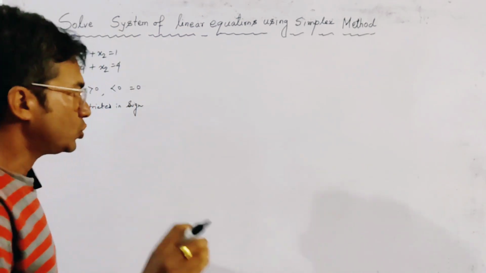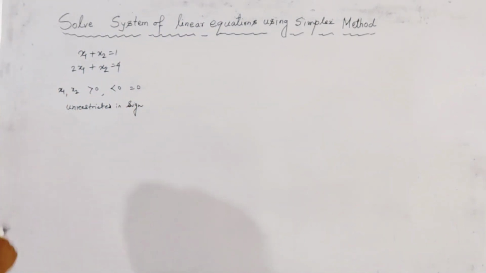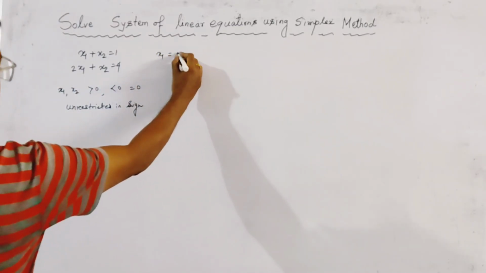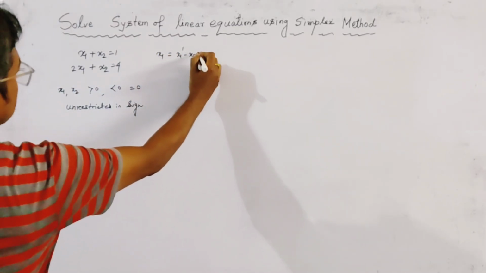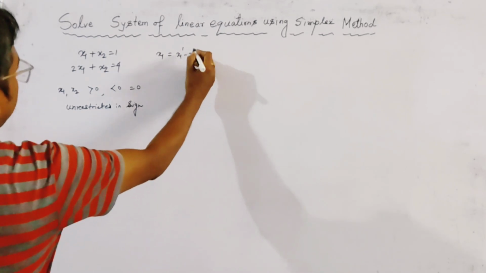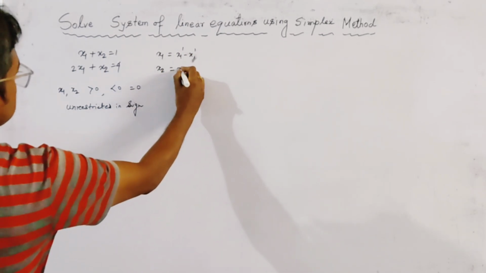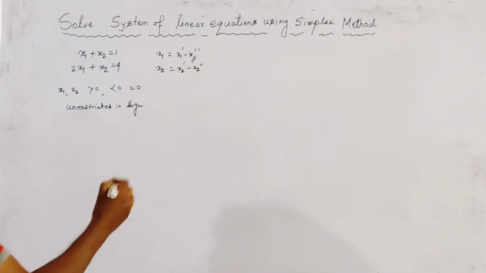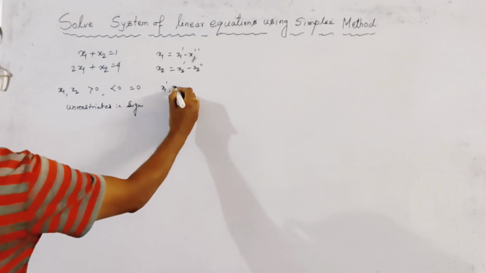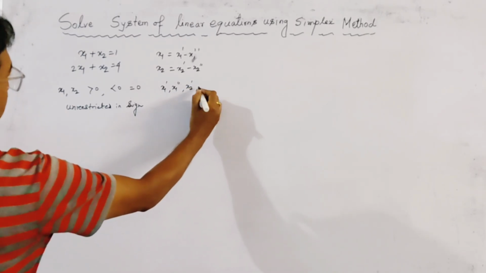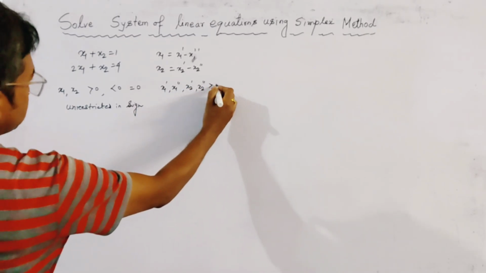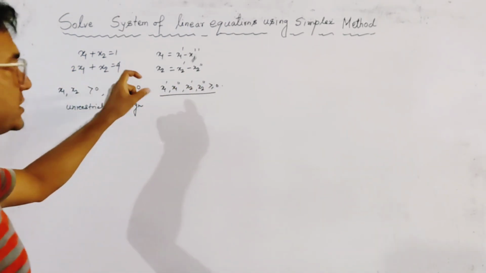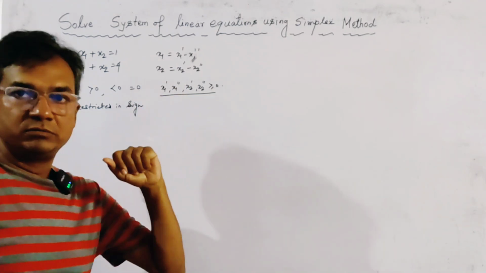To restrict these variables, we replace x1 with x1' minus x1'', and we replace x2 with x2' minus x2''. Then x1', x1'', x2', x2'' must be greater than or equal to 0, so the non-negativity restrictions are satisfied here.